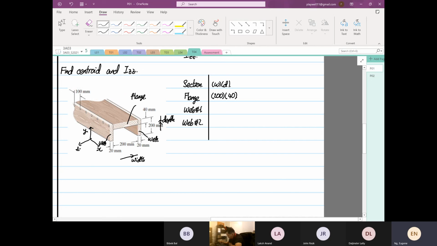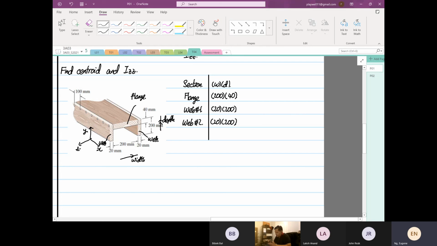And then for the other, the width is 20. The depth is 200. Web number 2 is the same. Okay. So 20, 40, 200. Okay. So this will be equal to 200 times 40, 8,000. This is equal to 4,000. 4,000. Okay. So this is 16,000.